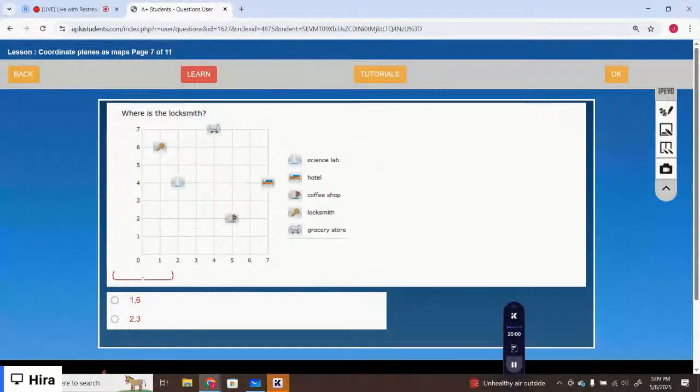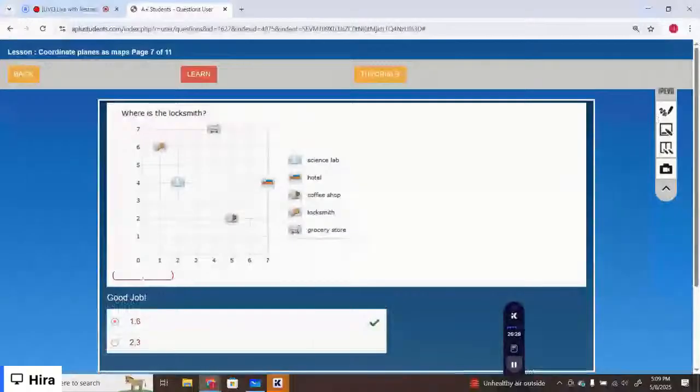Where is the locksmith? The locksmith is at 4 and 6. Option number 1 is the correct option.